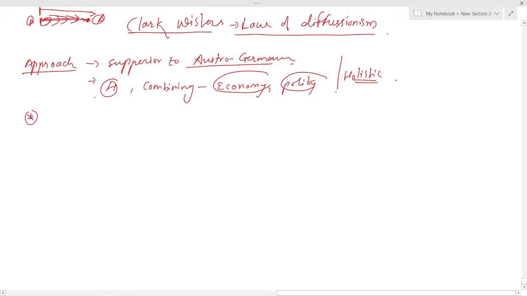The next point here is that it was quite empirical, because it tried to produce certain facts, evidence, proof, or at least research and data to support its views. He showed that there are some steps which should be taken to construct a cultural area.